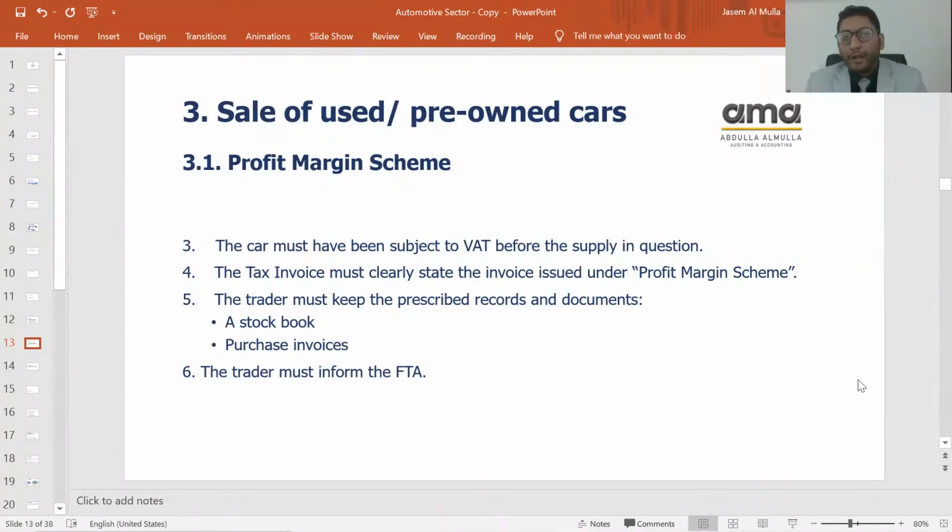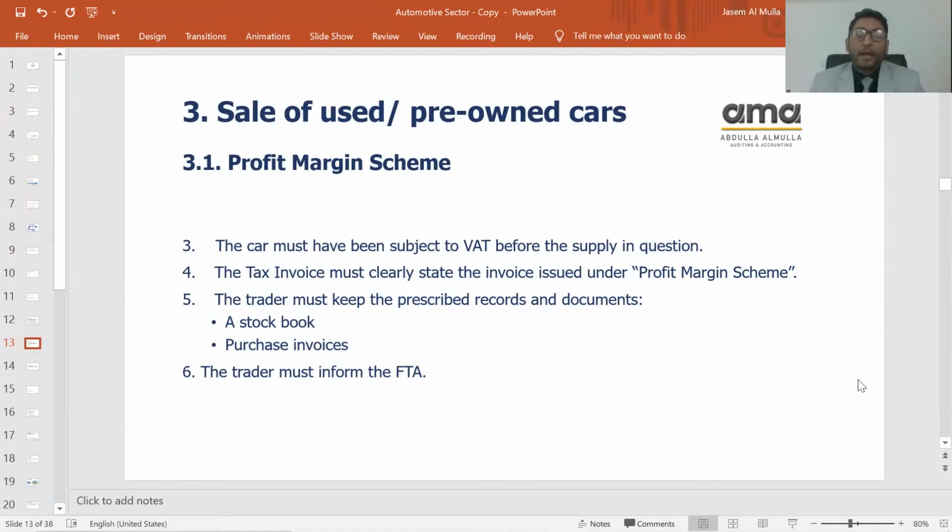As per the FTA law, you must keep the records and documents for the profit margin scheme as prescribed by the FTA. So what are the documents required by the FTA? Number one is the stock book, and second is the purchase invoices. In the stock book, you have to mention all the purchases and sales related to the profit margin scheme. And purchase invoices mean invoices for all the cars you purchase under the profit margin scheme.